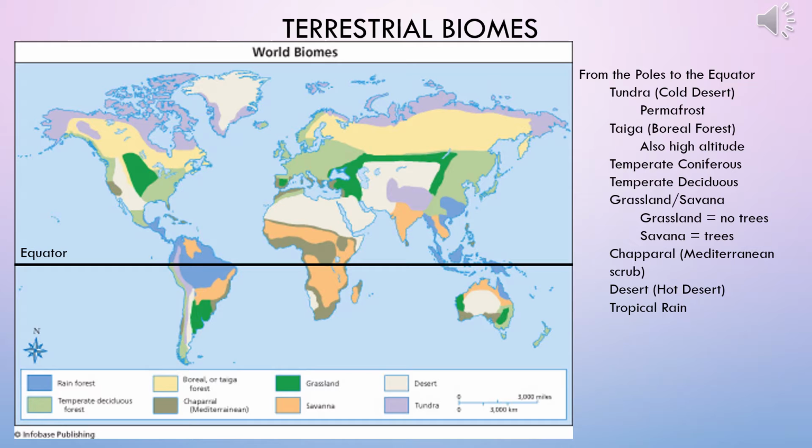Lastly, around the 30-degree mark, north or south, you're going to find deserts. These are your hot deserts. They are indicated by low precipitation and extreme temperature changes. In the desert, it will be very, very hot during the day, and it can become very, very cold at night. These extreme temperature changes are what really define this kind of desert. And lastly, at the equator, you have the tropical rainforest, which is associated with high temperatures and high precipitation.